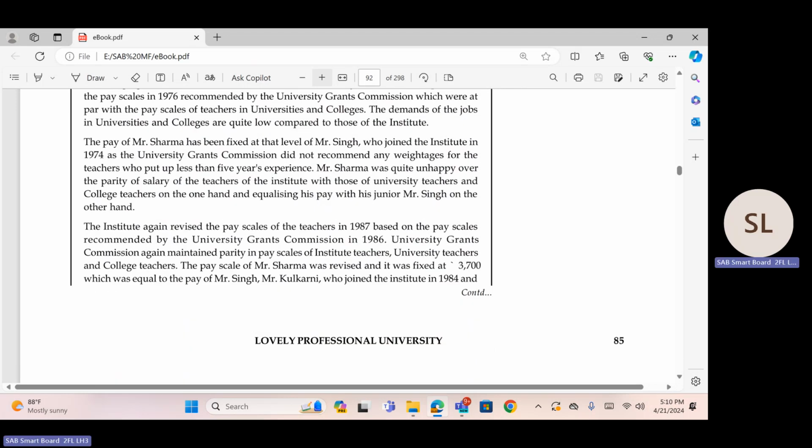Then the same happens in another period of time also. No? Right. Then some other juniors, who recently joined the institution, are also getting a similar salary compared to Sharma's.